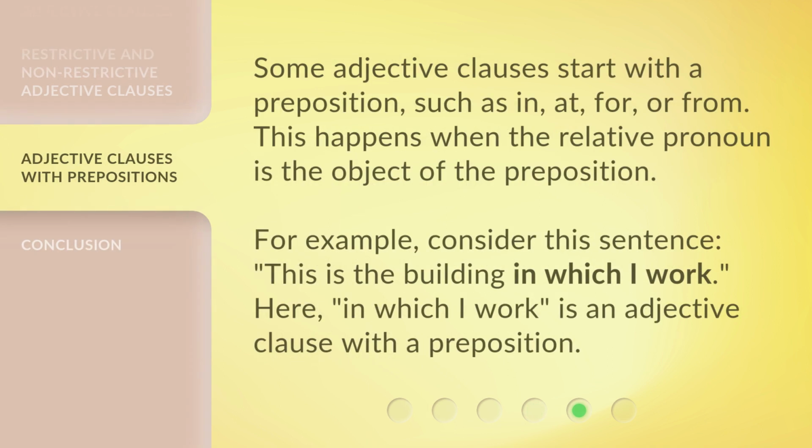Some adjective clauses start with a preposition, such as in, at, for, or from. This happens when the relative pronoun is the object of the preposition. For example, consider this sentence. This is the building in which I work. Here, in which I work, is an adjective clause with a preposition.